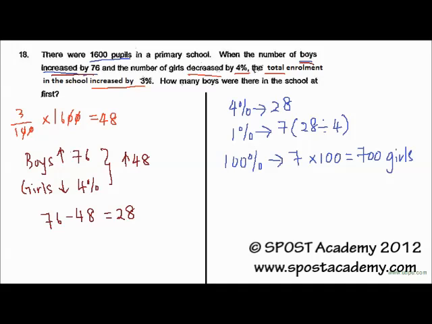Since there were 1,600 pupils in the primary school, which is given here, to find the number of boys, the question is asking how many boys were there at first. I just need to use 1,600 minus 700 girls, and that will give us 900 boys.